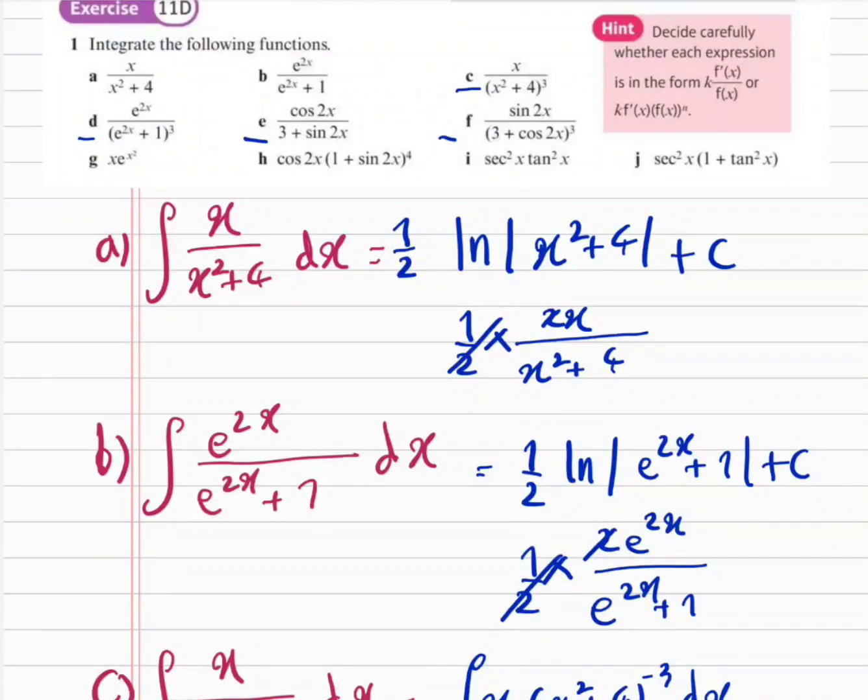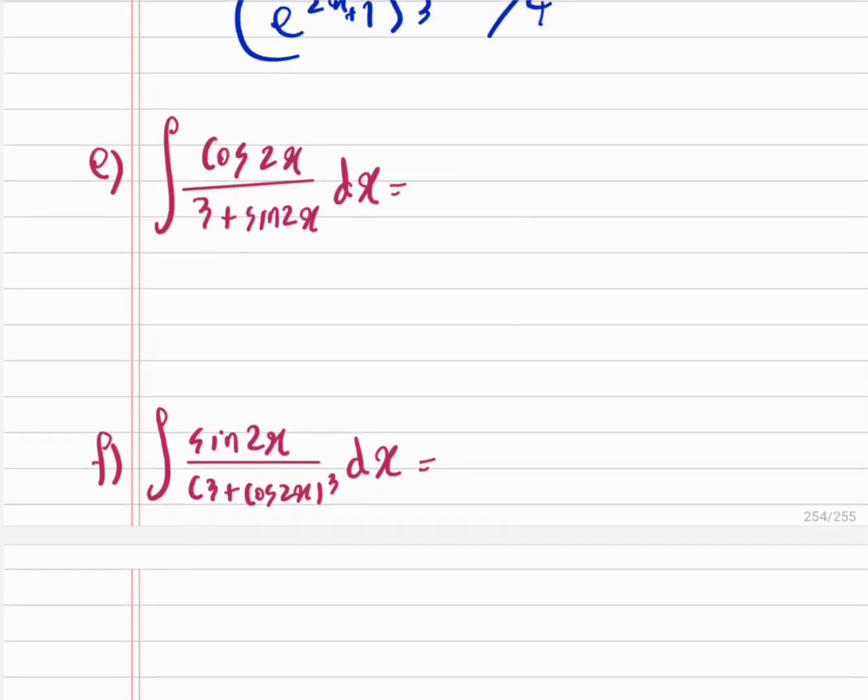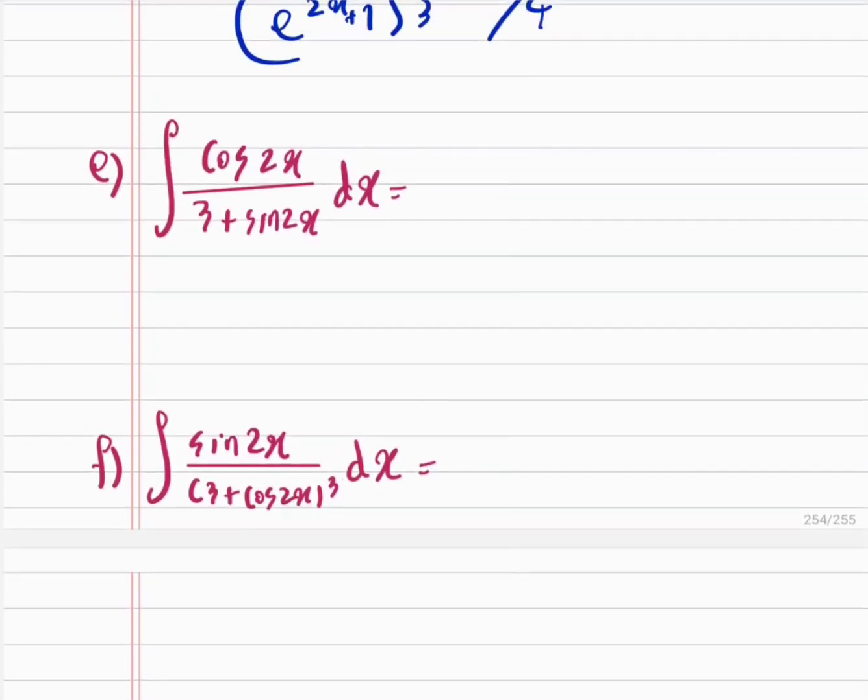Hi everyone, this video is on Exercise 11D, question 1, and I'm going to do parts E and F. In part E we have cos 2x over 3 plus sin 2x. As we have discussed before, this section is about the reverse chain rule, and as you can see the numerator looks like the derivative of the denominator, because when you differentiate sine you get cosine.